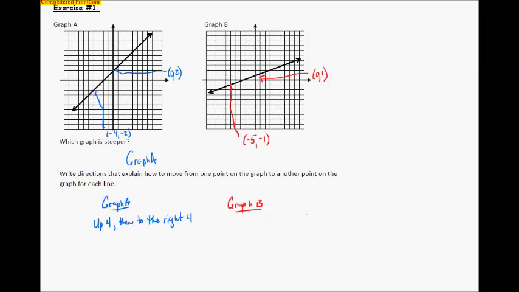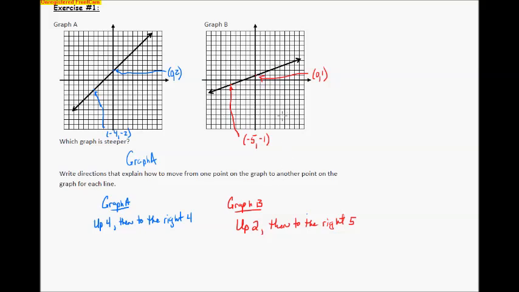And I'm going to count how many places I would move to the right. I'd go 1, 2, 3, 4, 5. Okay, so that would be up 2, and then to the right 5. Did I count that right? 5. 1, 2, 3, 4, 5. Sure. Okay. So we've written it in English terms.